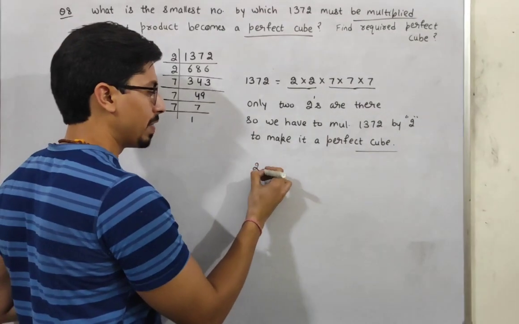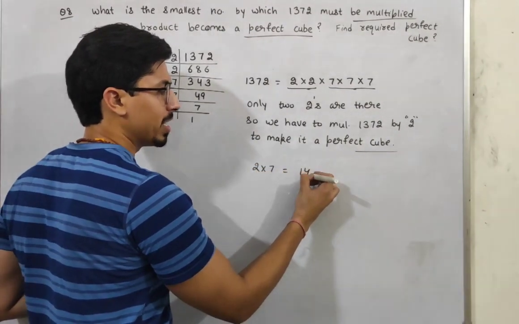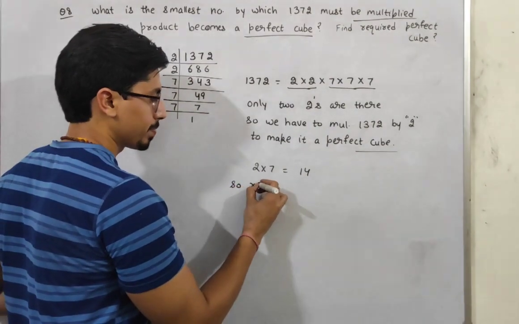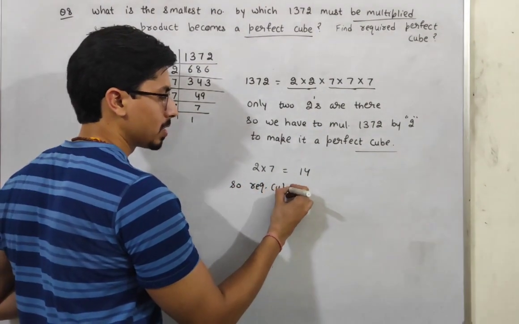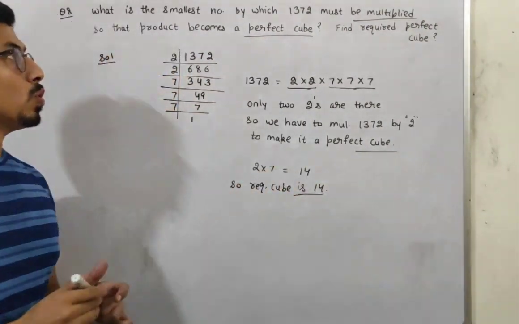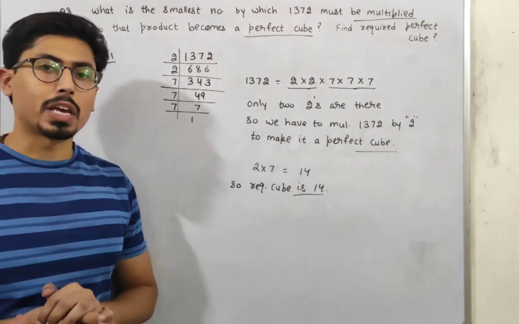So 2 into 7, that is 14. So the required cube root is 14. This is our last question of our assignment.